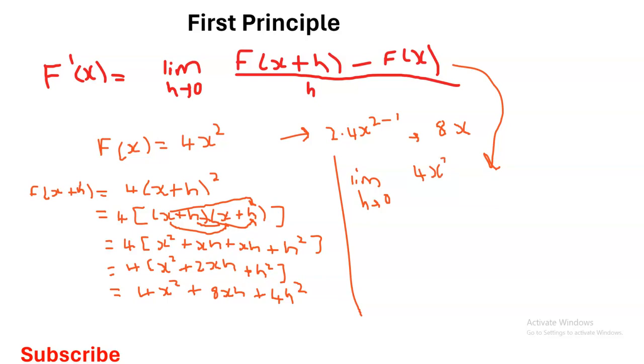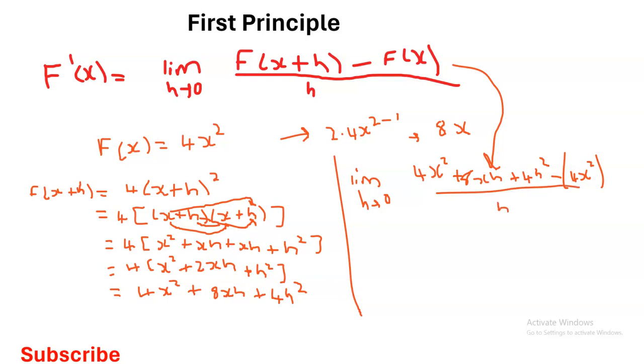plus 8xh plus 4h squared, that's our new f(x+h). Then the whole thing, remember, is going to be minus, they always put your f(x) in a bracket, even if it's a positive number, but always put f(x) in a bracket. So it'll be minus 4x squared. So always put it in a bracket. The f(x), it's always advisable to put in a bracket. And the whole thing, remember, it's over h.